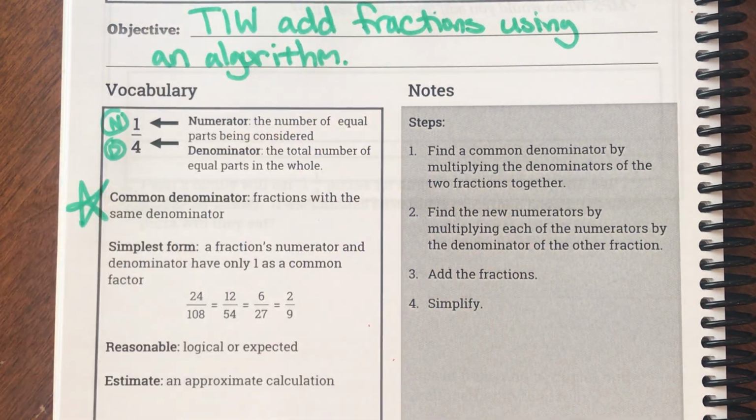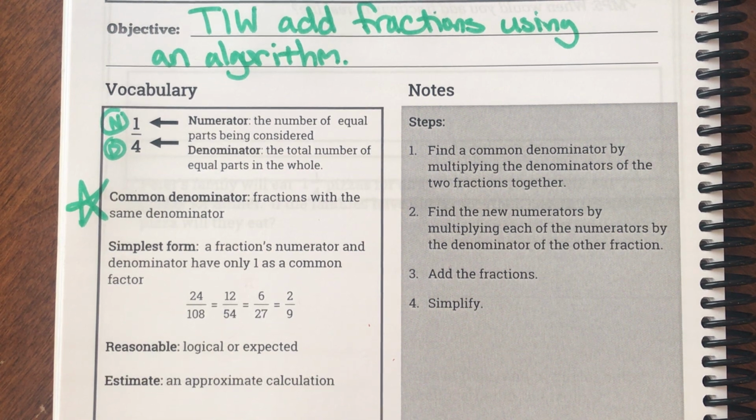I'm going to put a star there because when we're adding fractions, that's going to be really important. You can only add fractions when they have a common denominator. And then we've already talked about simplest form and how we do that. And we've talked a little bit about what reasonable means: to have an answer that makes sense or is logical.